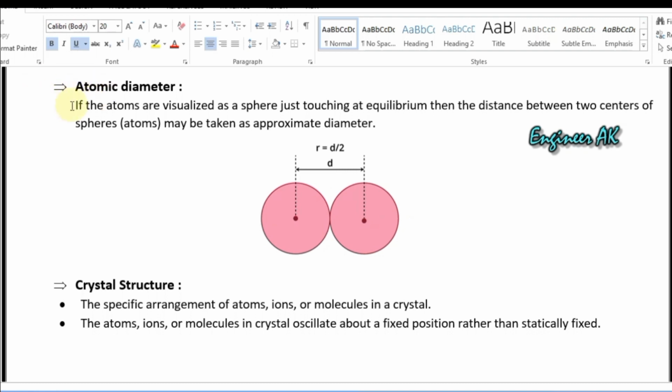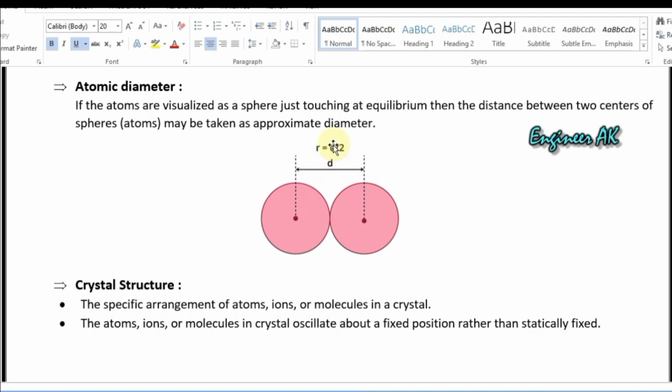So today the first topic is atomic diameter, right? If the atoms are visualized as spheres just touching at equilibrium, then the distance between the two centers of the sphere atoms may be taken as the approximate diameter. So what does it mean? That we are considering the atom as a sphere, right? You can see here, if you take the distance from the center of one atom to the center of another, this is considered the atomic diameter.